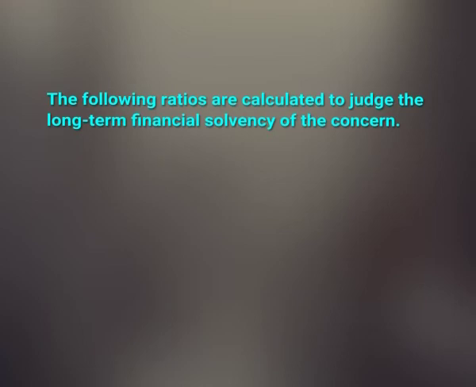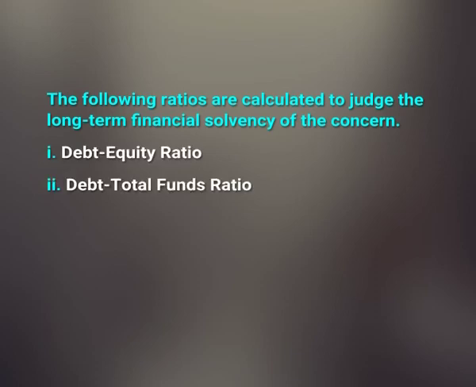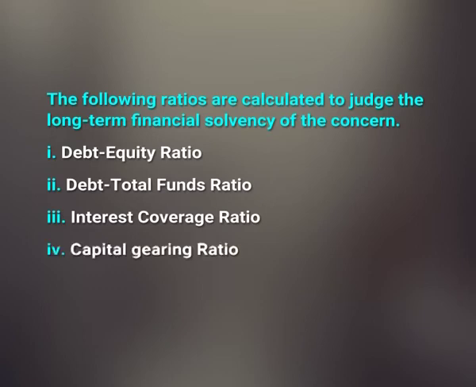It measures the long-term financial solvency of the concern. It measures the enterprise's ability to pay the interest regularly and repay the principal on maturity. The following ratios are calculated to judge the long-term financial solvency of the concern. The first one is debt equity ratio, then we have debt to total funds ratio, then interest coverage ratio, then we have capital gearing ratio and finally the proprietary ratio.